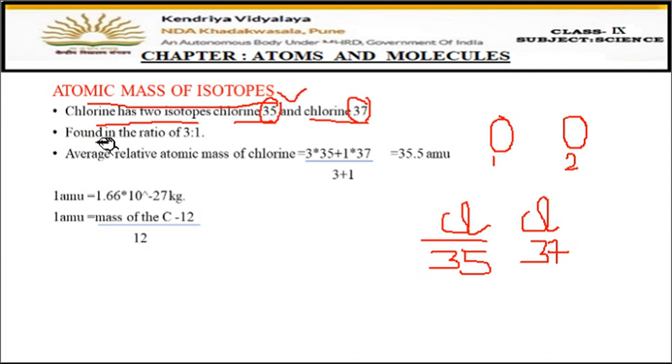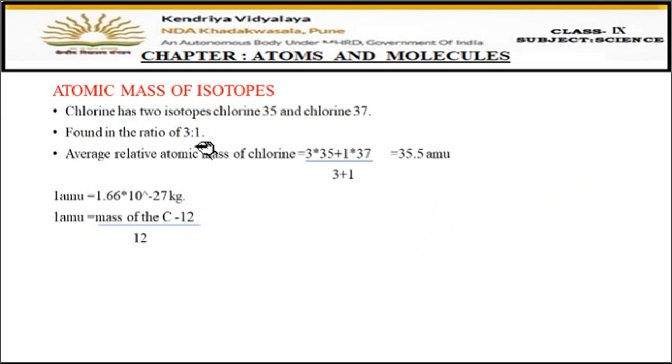So in what ratio are they found? They are found in the ratio of 3 is to 1. If three atoms are of chlorine 35, then one will be found of chlorine 37. Then how to find the atomic mass of chlorine now? Because there are two isotopes of chlorine, we cannot say that all the chlorines have the mass of 35 AMU, or that the mass of all the chlorine atoms is 37 AMU.